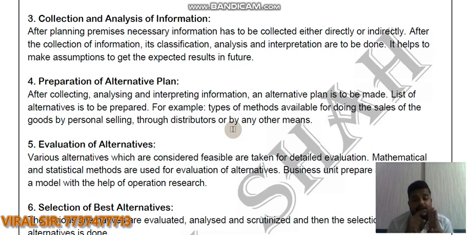So these three were the basic steps for making any plan, but we cannot rely on one plan only. So the next step is preparation of alternative plans, or we can say that for achieving one particular objective, there is not a single way. There are many ways to achieve it. Clear? Then what is the fourth point?